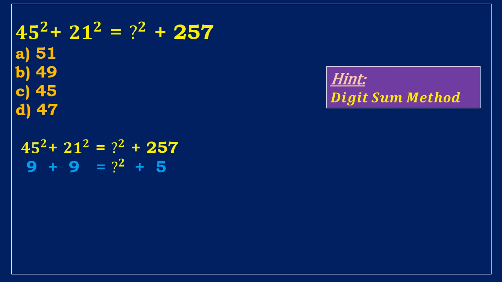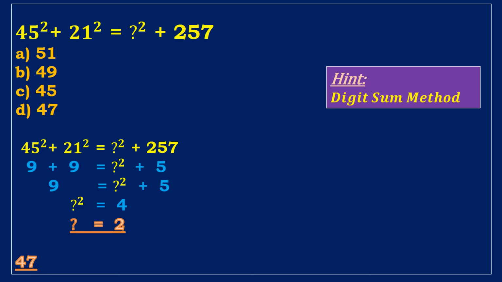On the right-hand side of the equation, the digit sum of 257 is 2 plus 5 plus 7, which is 5. To find the question mark square, subtract 5 from 9, and we obtain the value 4. Then the final value is 2. However, this is not a result. Apply the digit sum technique to all the result options. The digit sum value of option D is 2, which is the same number obtained previously. Therefore, option D is the final answer.